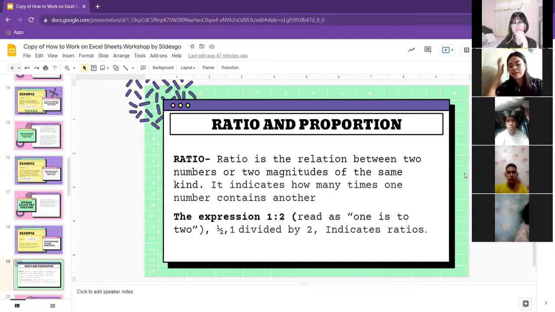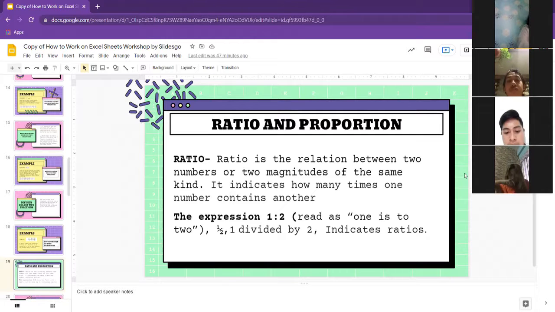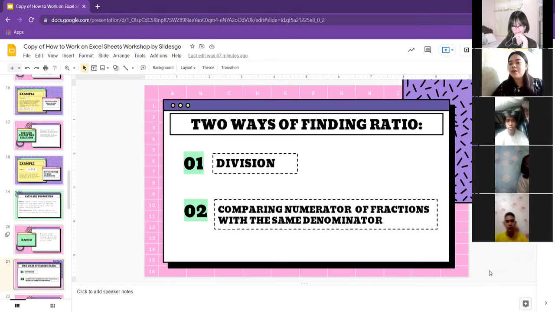So we have two ways of finding a ratio. Number one, division. Number two, comparing the numerators of fractions with the same denominator.